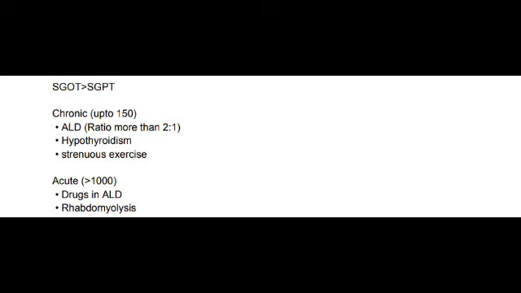Similarly, the acute causes which cause an increase of more than 1000 include the use of drugs such as paracetamol in a patient with pre-existing ALD or alcoholic liver disease, and the most common extrahepatic cause for increase in SGOT is rhabdomyolysis.